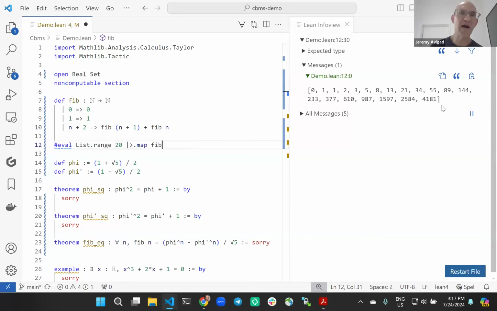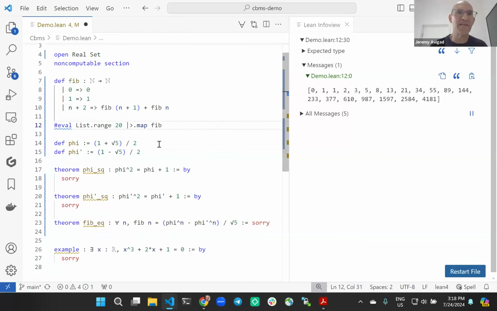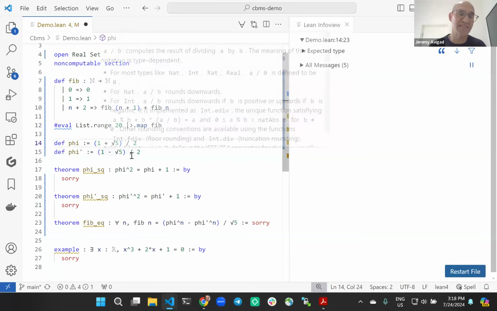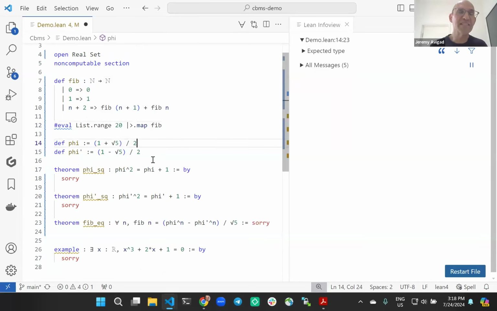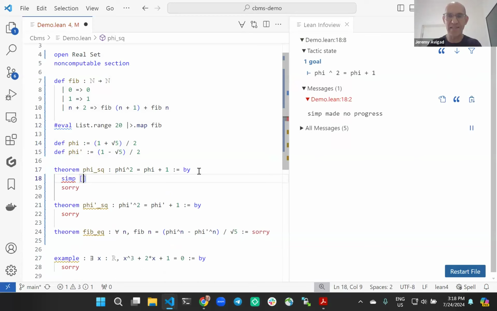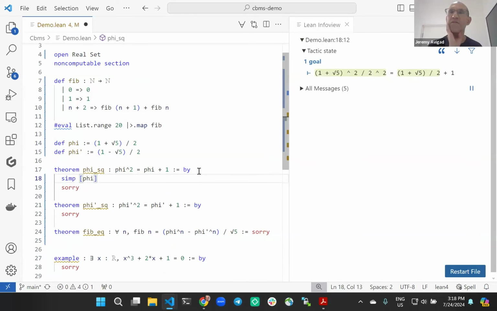And what I want to do is work through a proof of the formula for the Fibonacci numbers in terms of the golden mean. So on lines 14 and 15, I've defined the two roots of the equation x squared equals x plus 1, so the golden mean and its conjugate. And so the first thing we want to do is prove that they meet that description. So phi squared equals phi plus 1. And so let's start by just simplifying and unfolding.